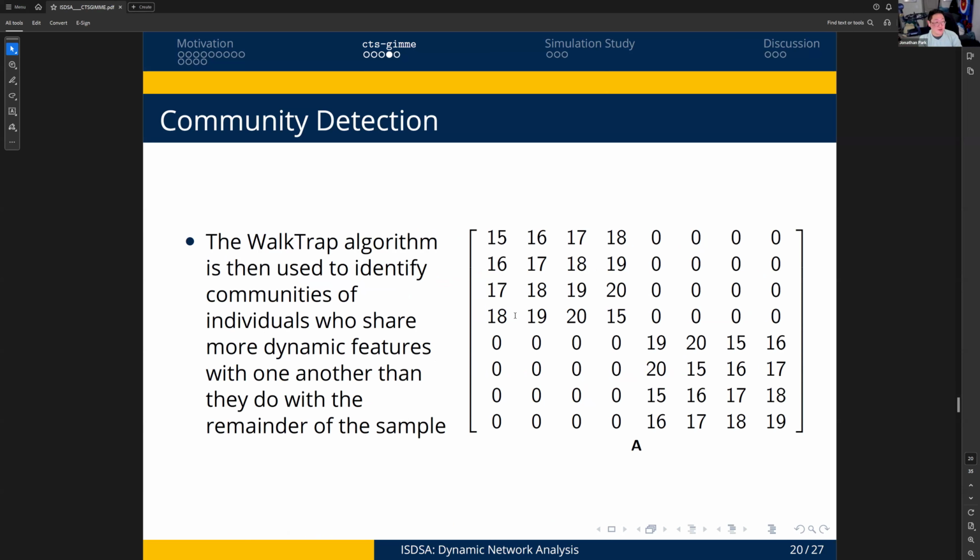In this simulated, very clean, cute case, we have very clear separation between these groups. We have a clear set of 4 people that have a lot of things in common. We have another set of 4 people that have a lot of things in common, but then person 1 and person 5 have nothing in common. And so that's how you would interpret this adjacency matrix. Then, akin to discrete-time GIME, we apply this walktrap algorithm that conducts a subgrouping search across this adjacency matrix to identify subsets of individuals who have more dynamic features in common with each other than they do with people outside of the group that they're assigned to.